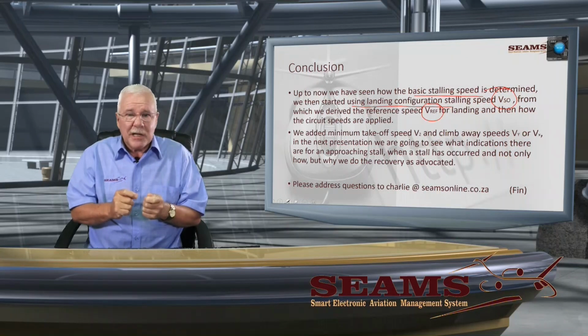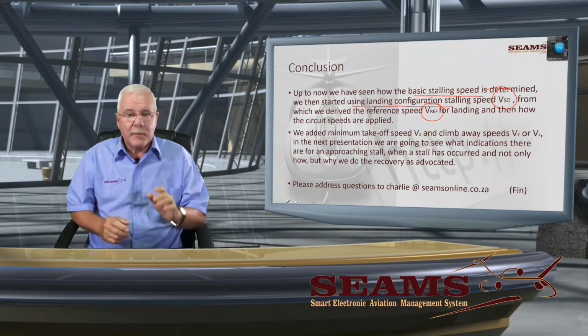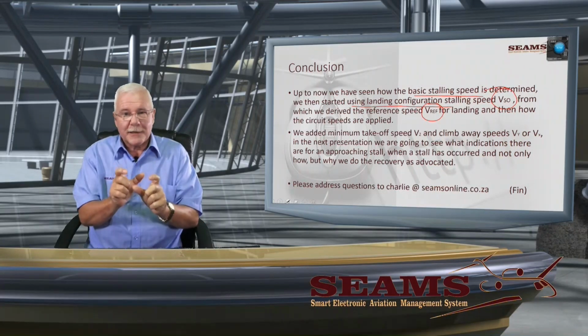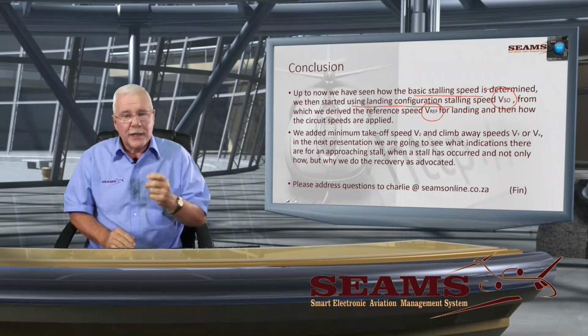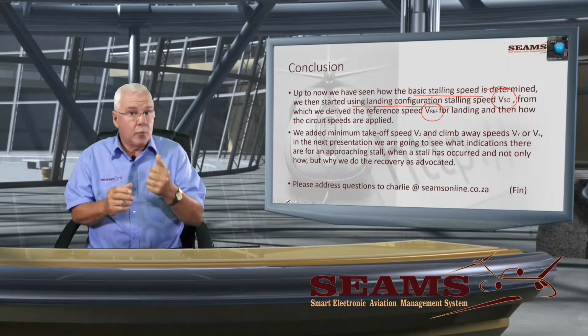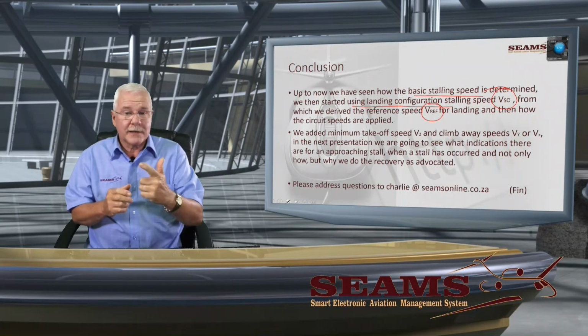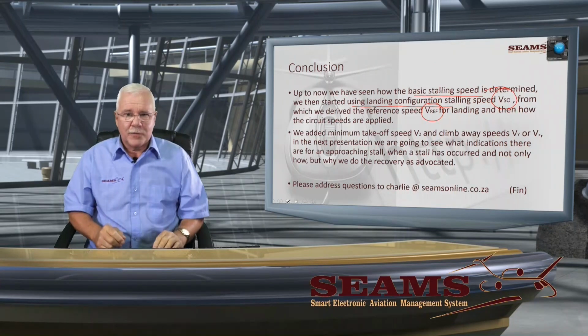If you are slightly below VREF, it's not going to fall out of the sky. Remember, there is a 1.3 factor that was built in. Do we always want to approach like this? Well, if you need to do a short landing, you need to approach with more flap, more power, and a flatter high-power approach, but that is for another day.